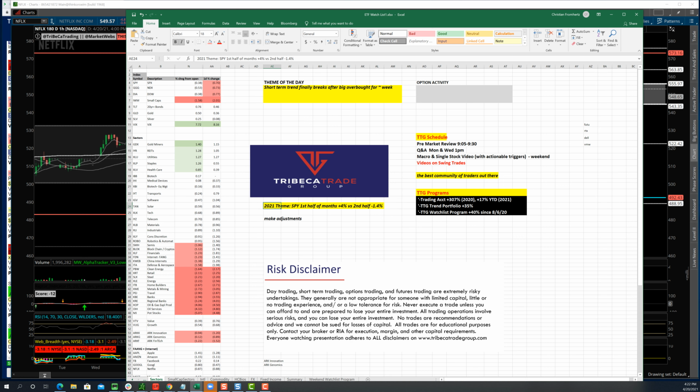I'm not 100% sure if it's because once we get past monthly option expiration, which also just coincides with getting through that first half of the month. So right now we're living up to it. So that's number two, that we have this weak seasonality in the second part of the months in 2021.